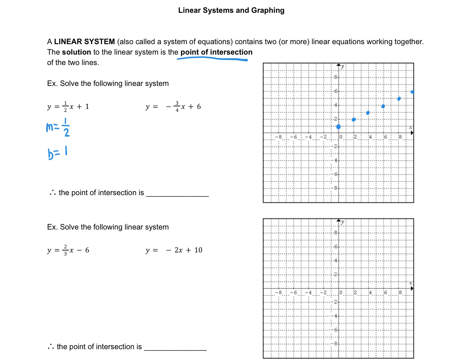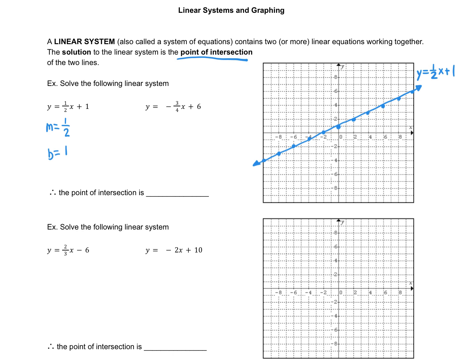Then I'm going to go from that y-intercept, instead of up and to the right, I'm going to go down and left. So down 1, left 2, down 1, left 2. And I will continue. And here's my line. I'm going to connect my dots. I'm going to put arrows at the ends of my lines. And I'm going to label the equation. There's the first one.